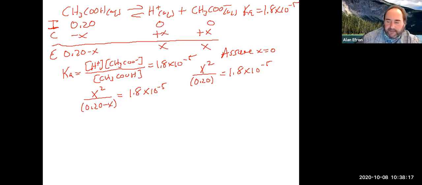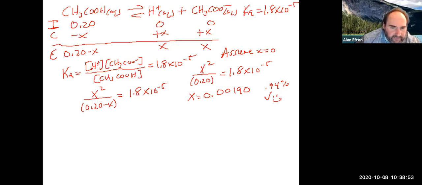We're also going to take a square root of it. So let's see here, 0.2 times 1.8 times 10 to the minus 5. A little square root action. And that's going to give us an x value of 0.00, we'll call it 190. We do want to check it. So we're going to take that and divide it by 0.2. We're going to times it by 100. And it looks like we're something like 0.94%. So the check should be good here.